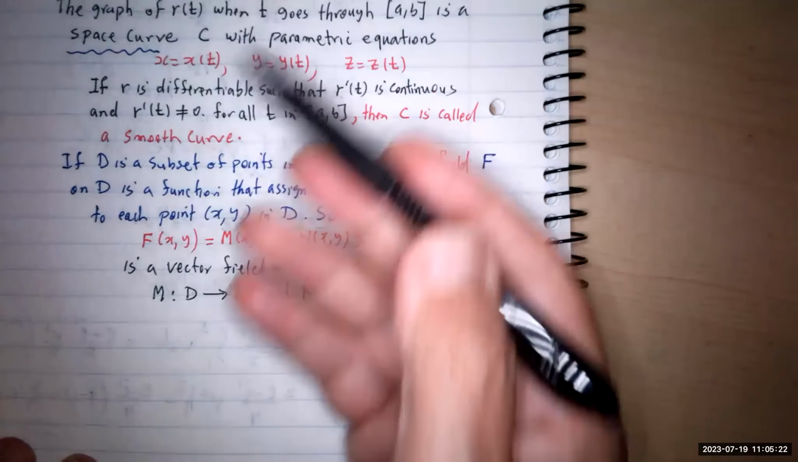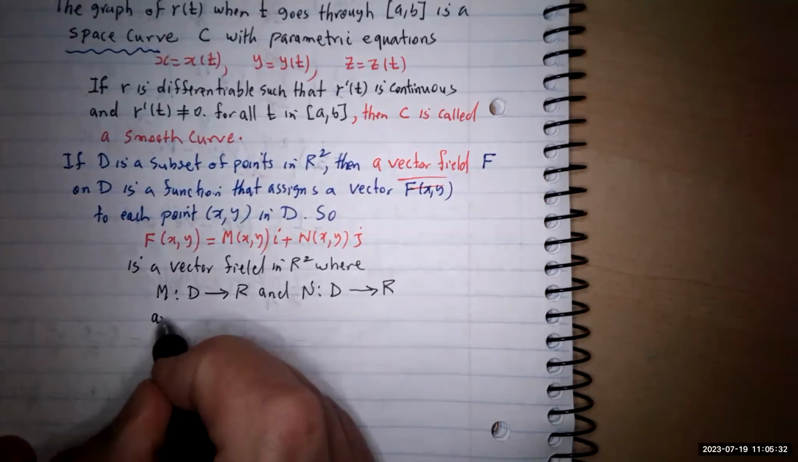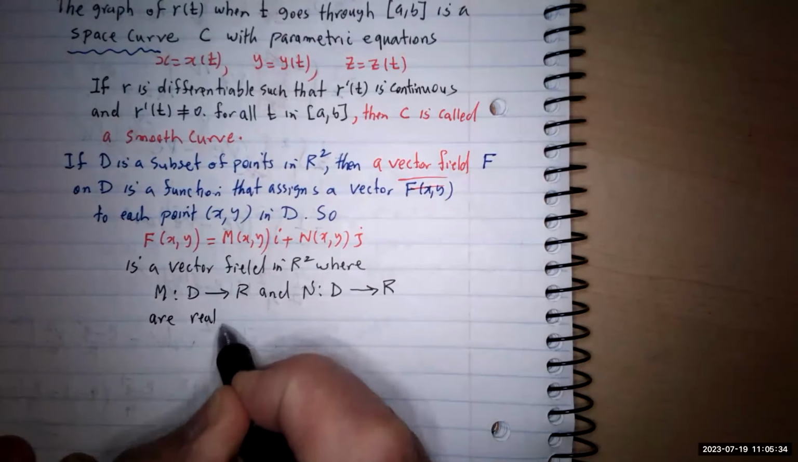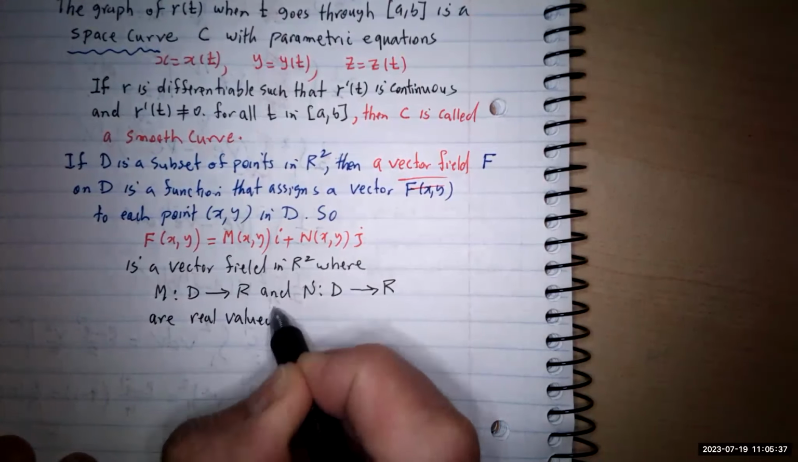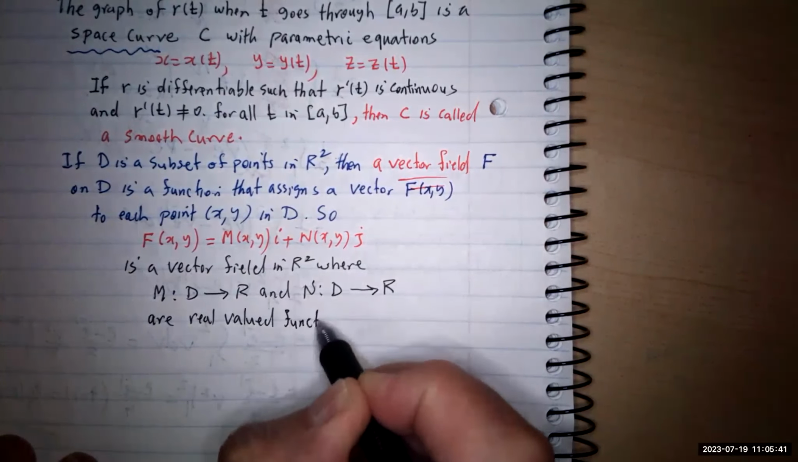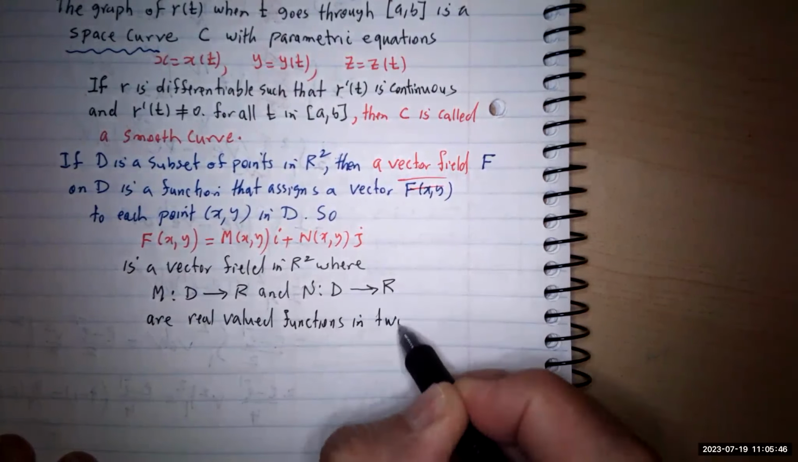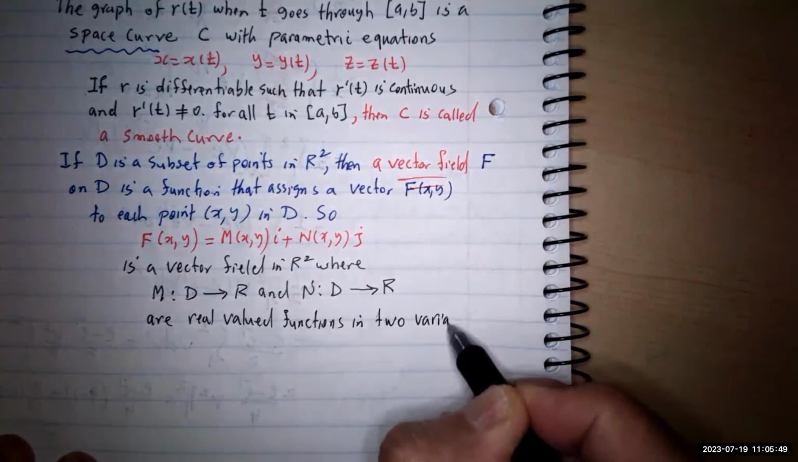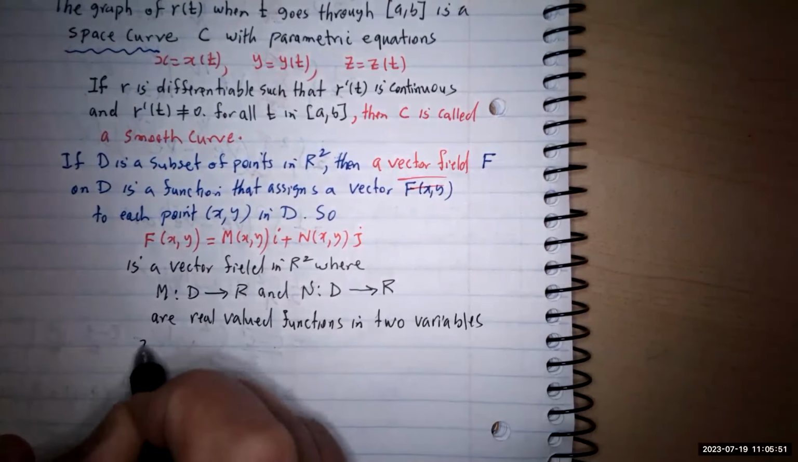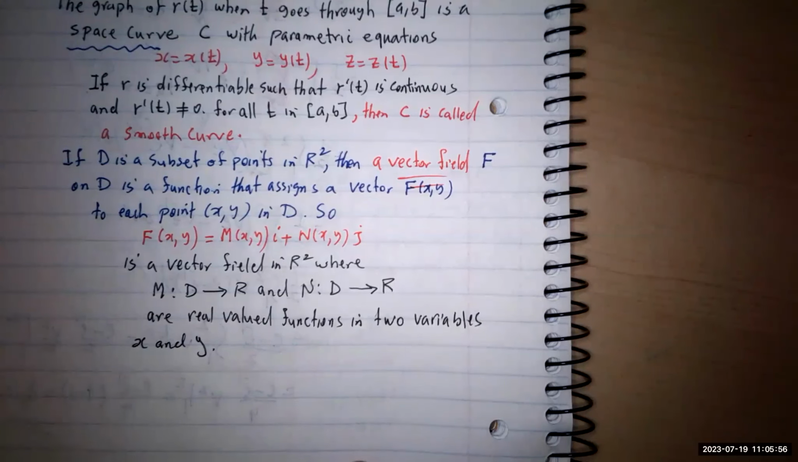Okay, this is just extending that r of t and that x of t, y of t that you did before, but it's going to be 2-dimensional. So what are they? They are real valued functions. So m and n are real valued functions in 2 variables, x and y. Okay, so this is the one that you have.